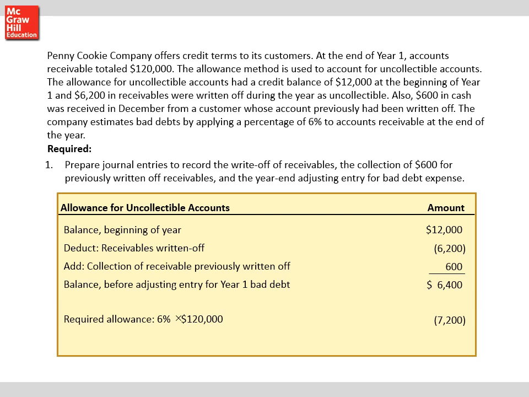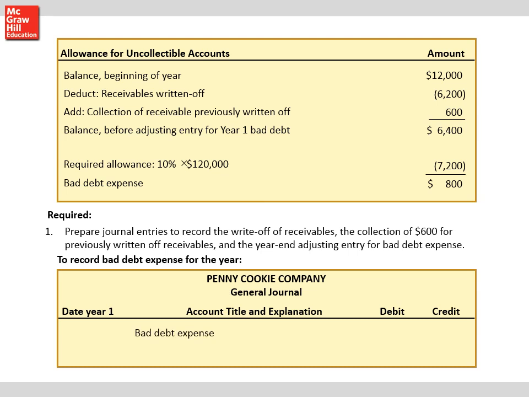So 6% of 120,000. You want the credit balance, I don't know why that's in brackets, I don't like that. You want the credit balance in that account to be $7,200. Currently, it's at $6,400. So the difference, $800, is how much your journal entry will be. Watch the journal entry. Debit bad debt expense, $800. Credit the allowance for uncollectible accounts.